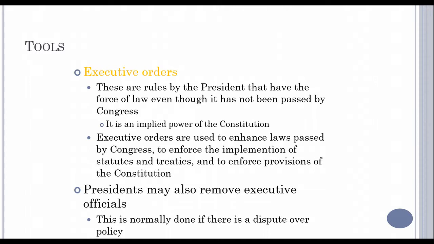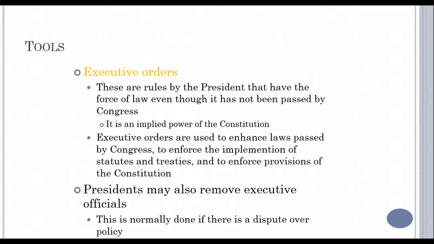Alright, so let's look at some of the tools that the president has at his disposal. One of those tools is the executive order. An executive order is a set of rules made by the president that have the force of law even though they have not been passed by Congress. This is an implied power of the Constitution.